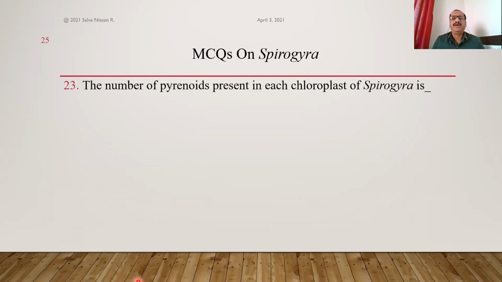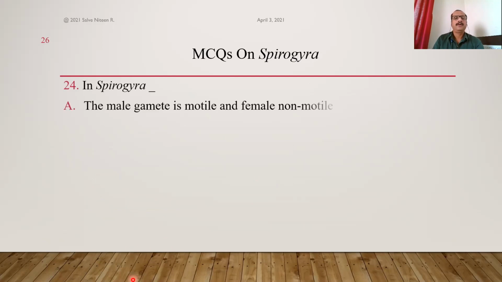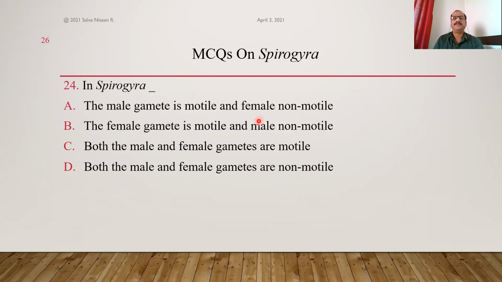The number of pyrenoids present in each chloroplast. Each chloroplast consists of how many pyrenoids in Spirogyra? There are several pyrenoids in a single chloroplast. So option D. There are many pyrenoids in a single chloroplast. Well, here, male gamete is motile, female non-motile, female motile, male non-motile. What is the case? Both male and female gametes are motile, or both male and female gametes are non-motile.